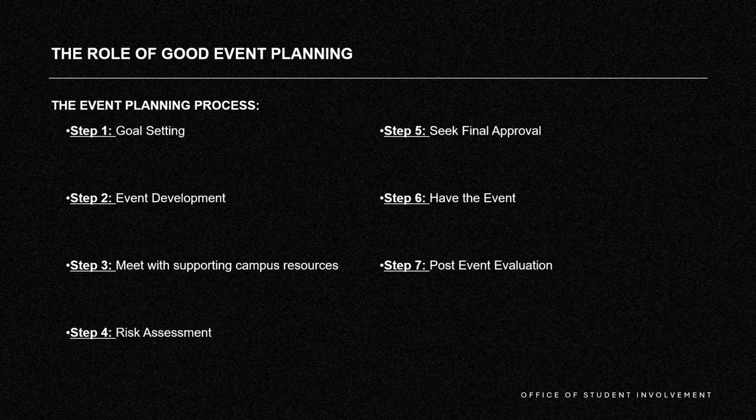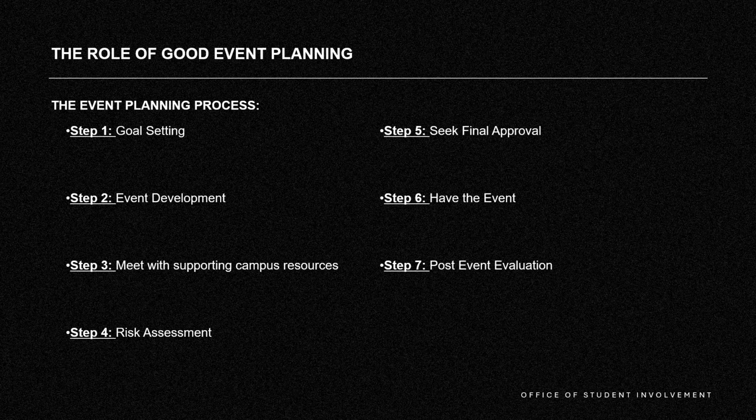Student involvement staff is happy to help support you in this role because of step 3, meeting with supportive campus resources. We are here to help you. We're always open for meetings to help you plan and review risk assessment plans. Step 4 is your risk assessment. Determine the potential risks involved with the event, risks surrounding alcohol consumption, anything and everything having to do with that.